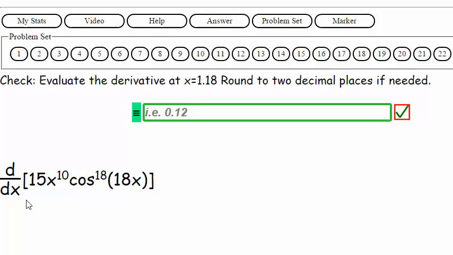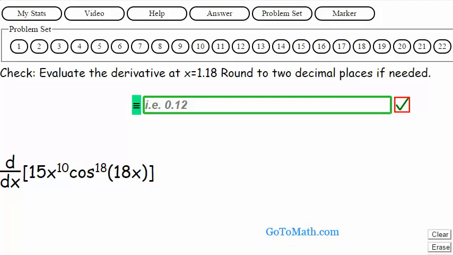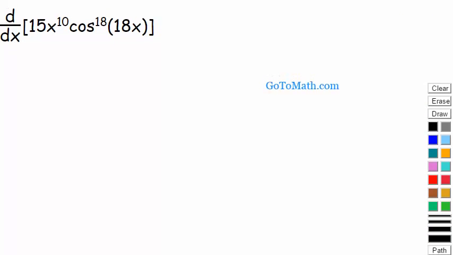So we've got two things here. You can just take the derivative, that's what the d over dx operator says. Take the derivative of this. And you can also, and this is for the green checkbox here, evaluate the derivative at x equals 1.18, and make sure that you round to 2 decimal places if needed. All right, let's bring up the marker board and get busy with it.